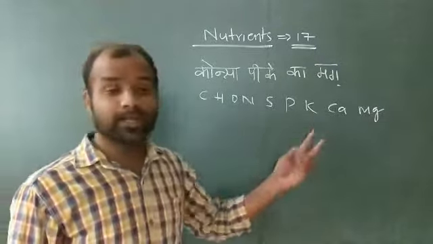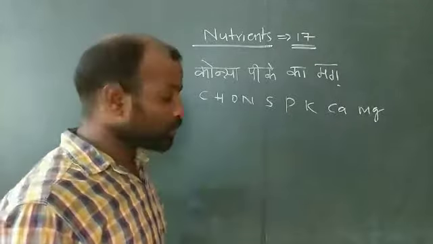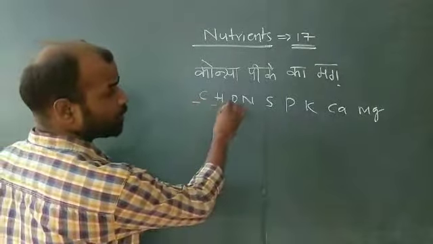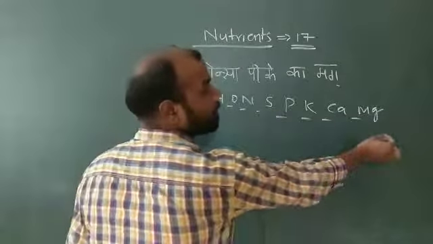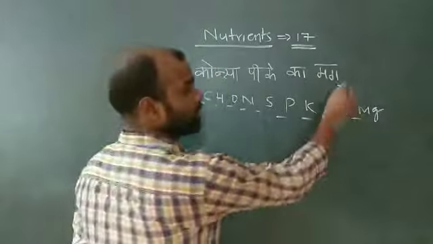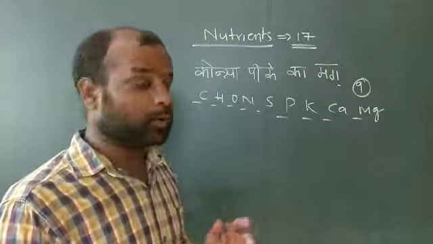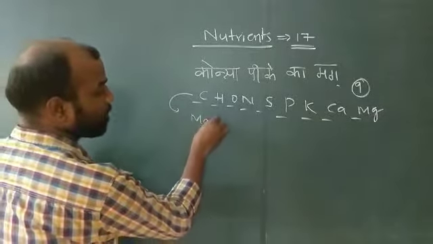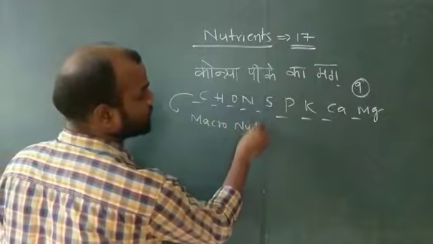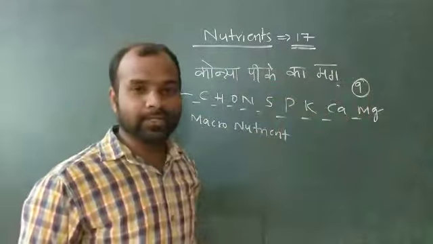These nutrients are required by the plant in excess amount. These are called the macronutrients. So what are they? Carbon, hydrogen, oxygen, nitrogen, sulfur, phosphorus, potassium, calcium, magnesium. These 9 elements are required by the plant in excess amount, so they are called macronutrients, right? Among 17, 9 we have discussed.